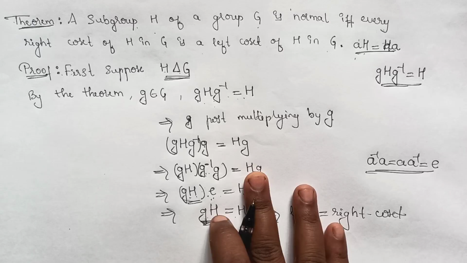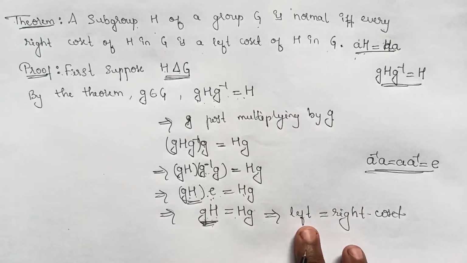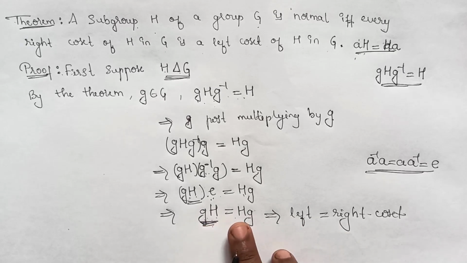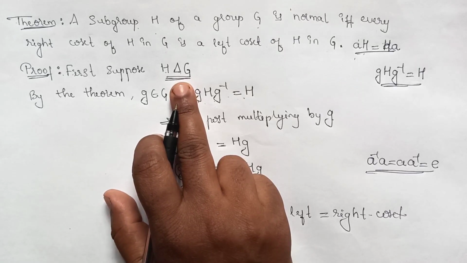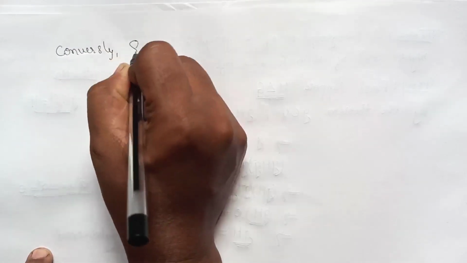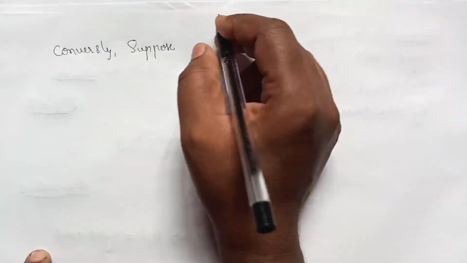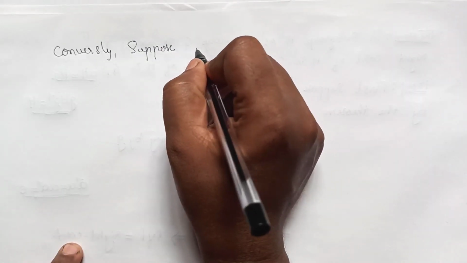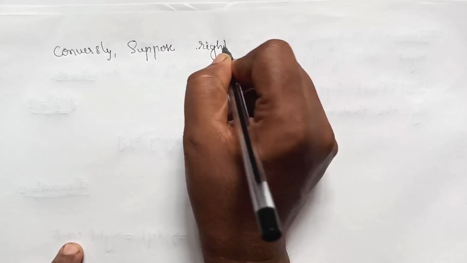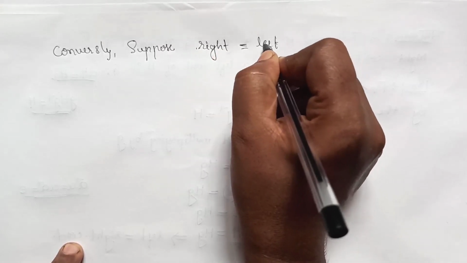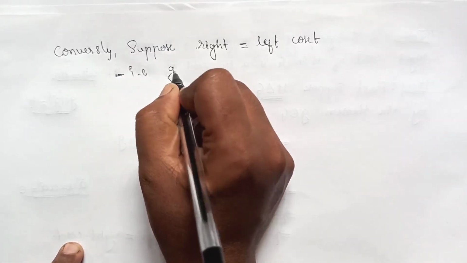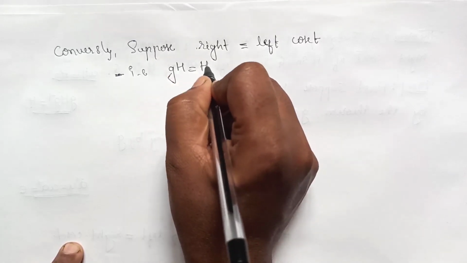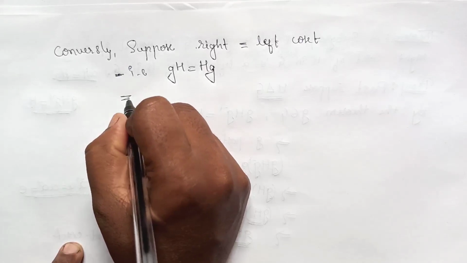So next, in the next part, we shall assume right coset equals left coset. Then we have to prove H is a normal subgroup of G. Now conversely, suppose left coset equals right coset, then that is gH equals Hg. Okay.